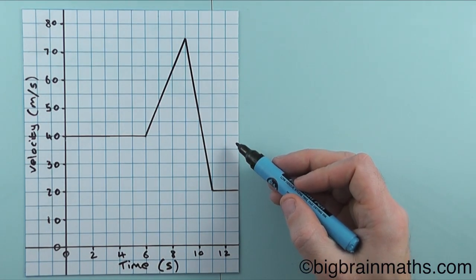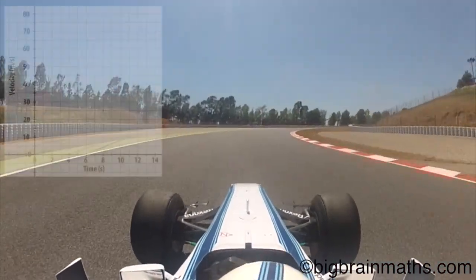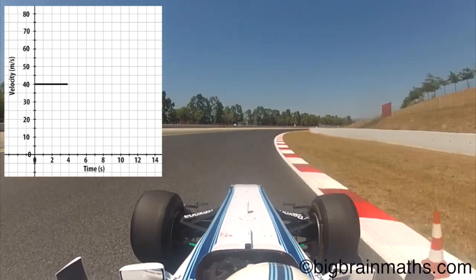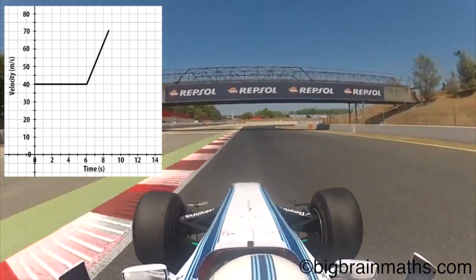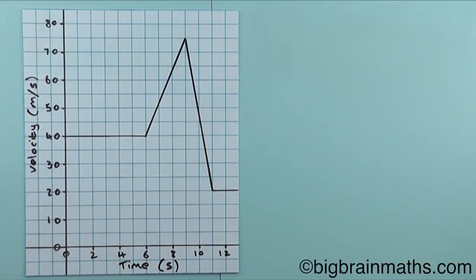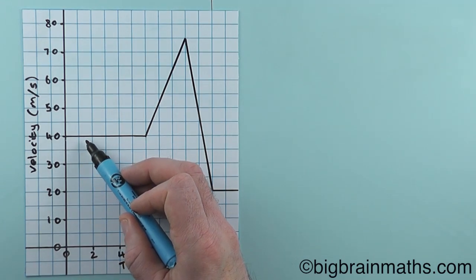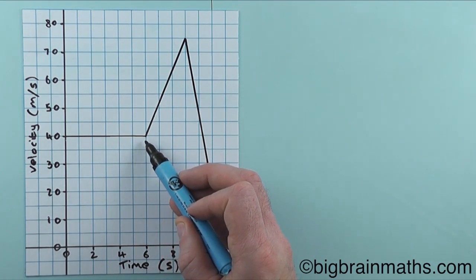This is the actual velocity time graph of my Formula One lap on one of my favourite parts of the track. So we can see from the video and from the graph that the car started off going around the corner at a constant velocity of 40 meters per second, which is 90 miles per hour.